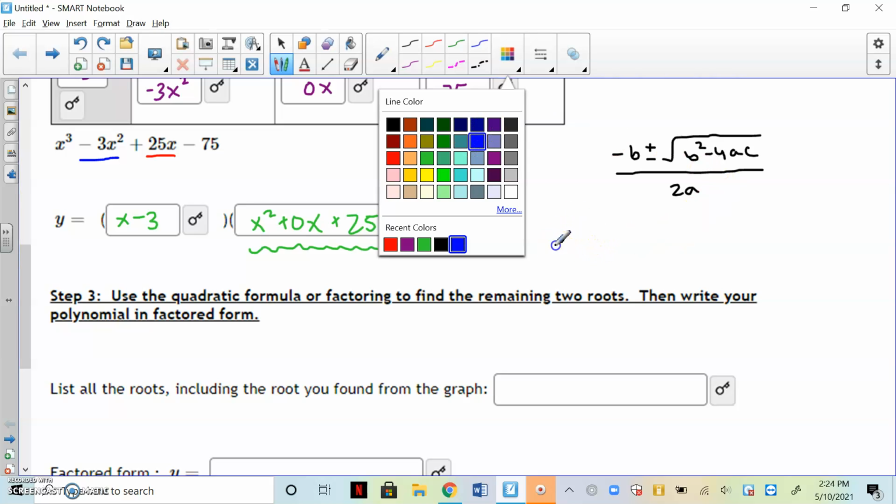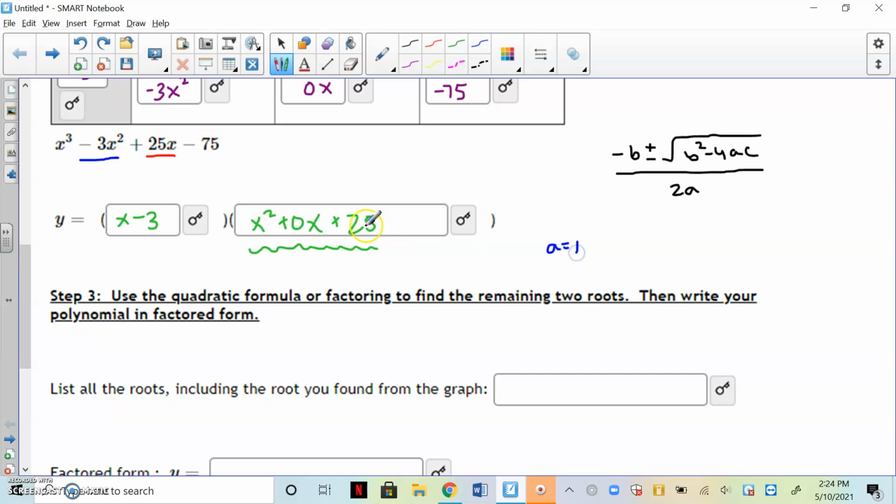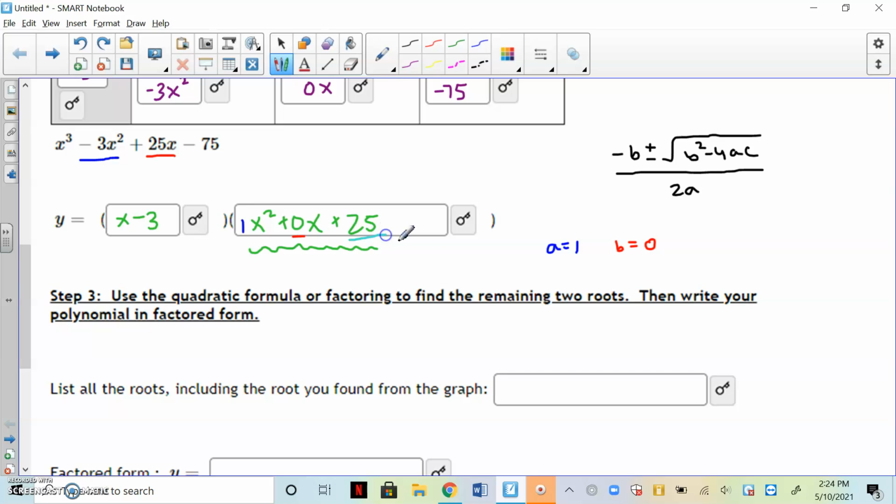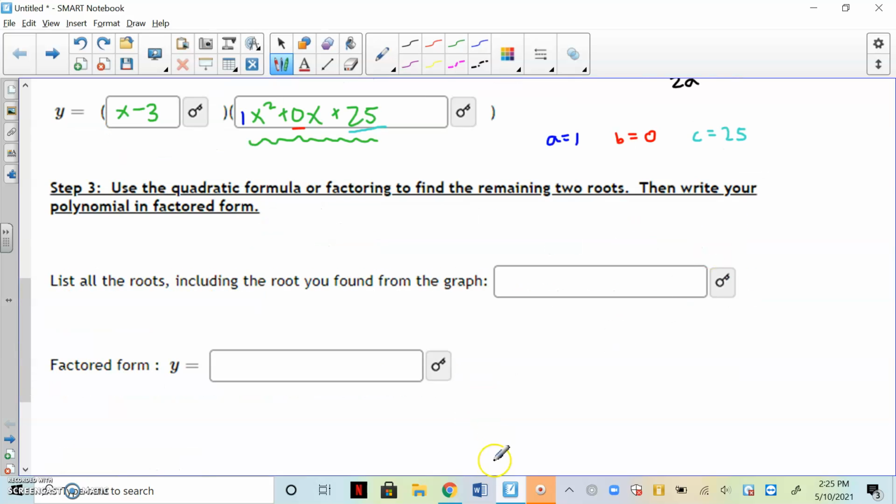So we have a is going to be 1, because there's technically a 1 here, imaginary. We have b is 0. It's weird, but it's okay. And c is going to be 25. And now we are ready to plug into our formula.